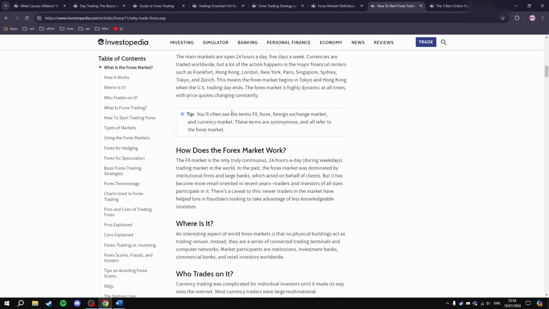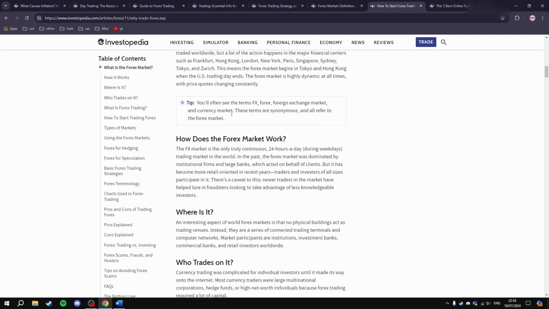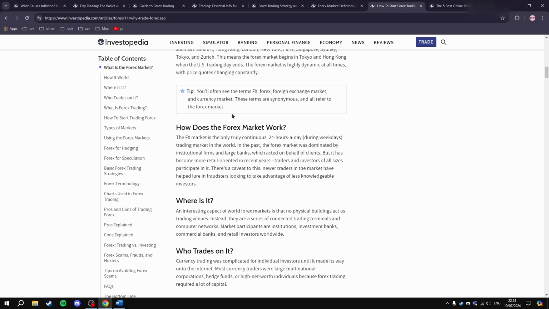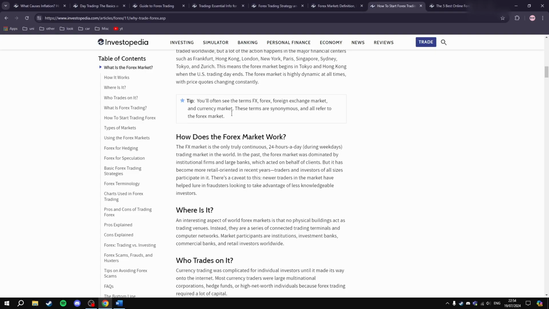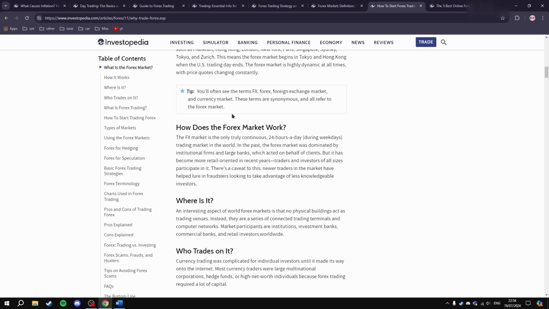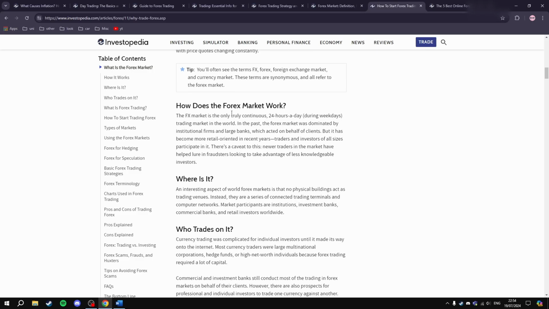Currencies are traded worldwide, but a lot of action happens in the major financial centers such as Frankfurt, Hong Kong, London, New York, Paris, Singapore, Sydney, Tokyo and Zurich. This means the Forex market begins in Tokyo and Hong Kong when the US trading day ends. The Forex market is highly dynamic at all times, with price quotes changing constantly.